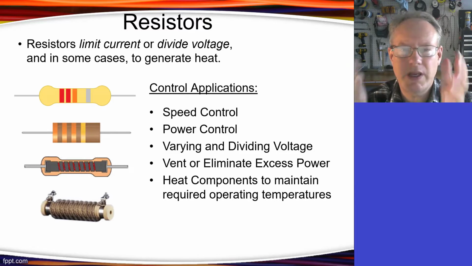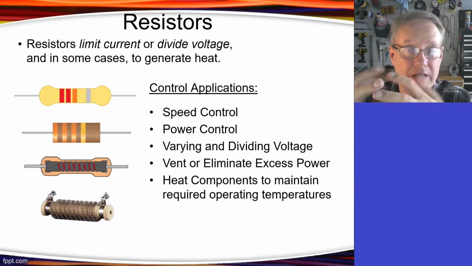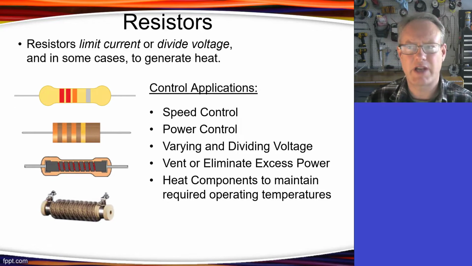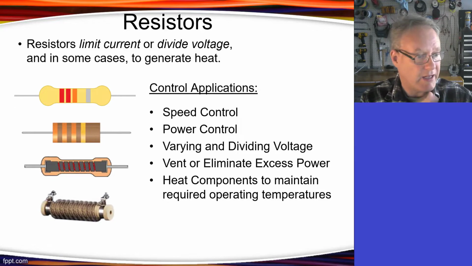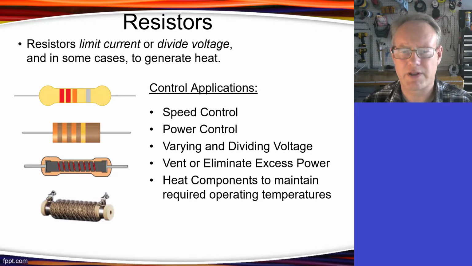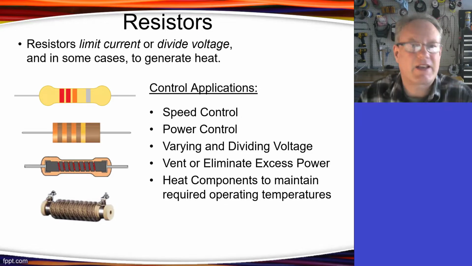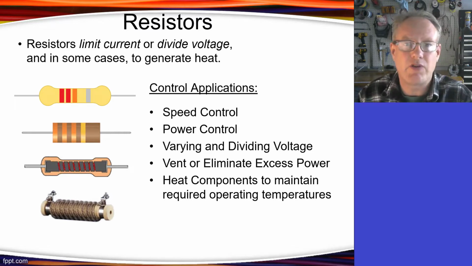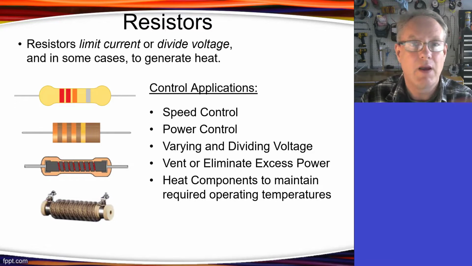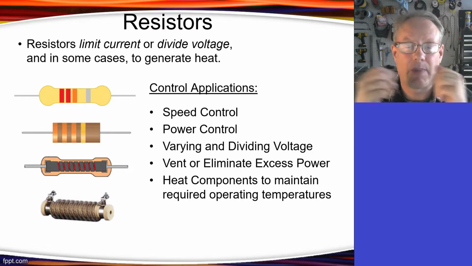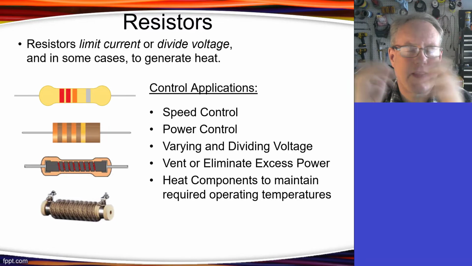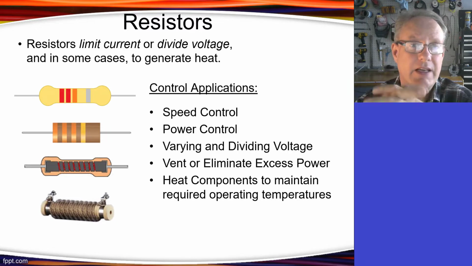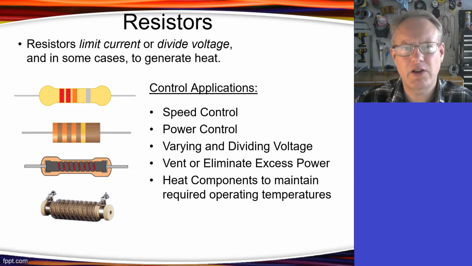Pretty cool. So we can do a lot of things with these. We can do some speed control. I've got some circuits to show these things. We can do power control. We can vary voltage. Actually, we can take voltage from a source and divide it up. It's pretty cool with resistors. And we can also vent excess heat and excess power. So if you don't want to give as much power to something, you can steal some of that power away from the power source, like the battery, and vent it as heat into the atmosphere. You can also do that specifically by just creating heat. I mean, sometimes we need heat. Let's take a look at some of these applications.